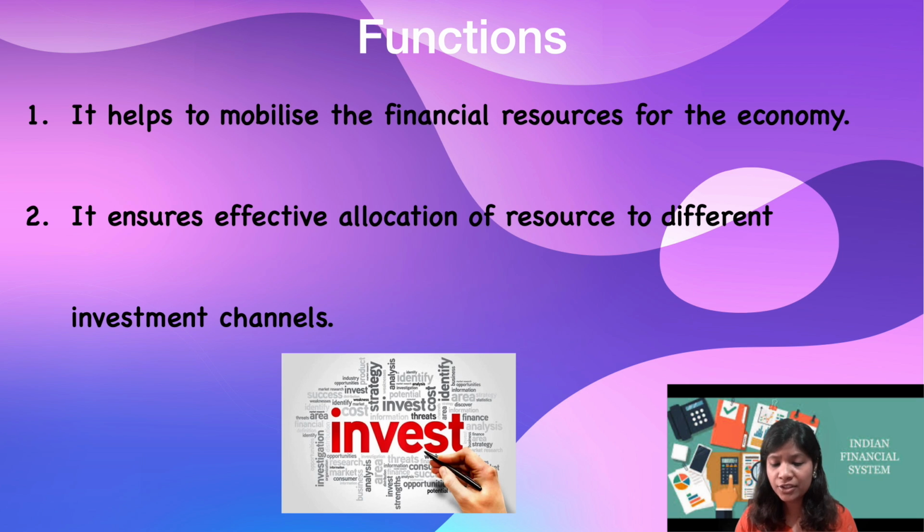So what does the financial system do? It helps you to transfer your amount or invest your savings into various investment channels. Now, by not putting everything into one investment avenue, but distributing 5 lakh into 5 different avenues, it helps you get multiple income.